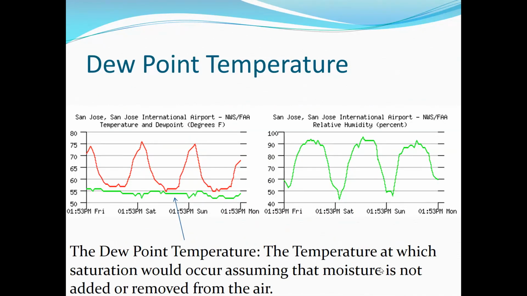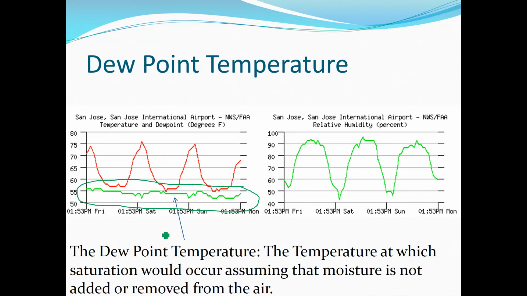So, just to give you an example, if you take a look at that relative humidity versus temperature graph that I showed earlier, temperature goes up, relative humidity goes down; temperature goes down, relative humidity goes up. This line down here is dew point temperature. And if you take a look, the dew point temperature doesn't really change much during this time.